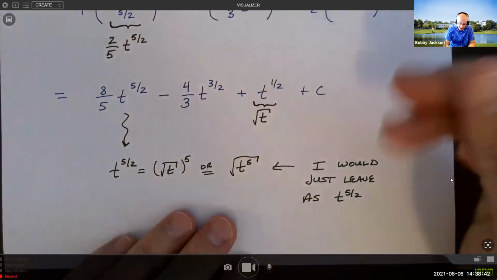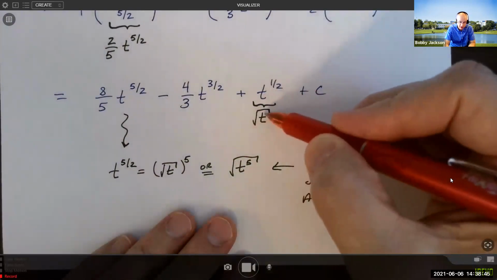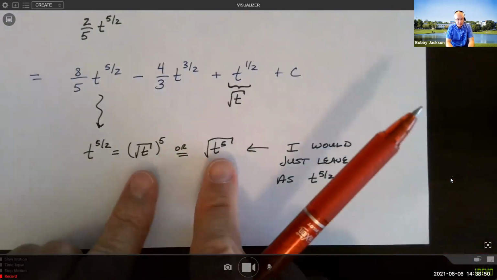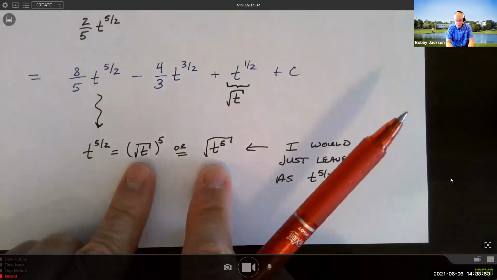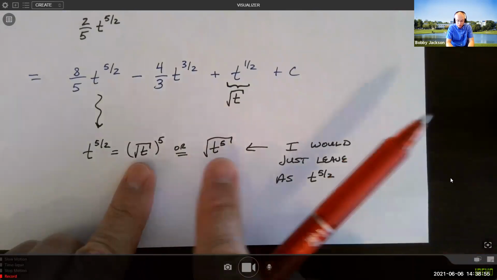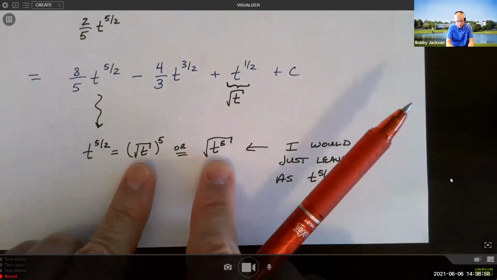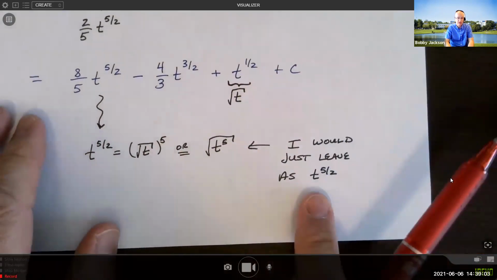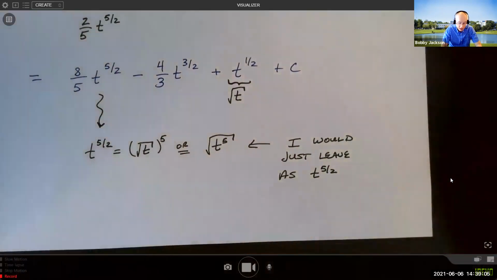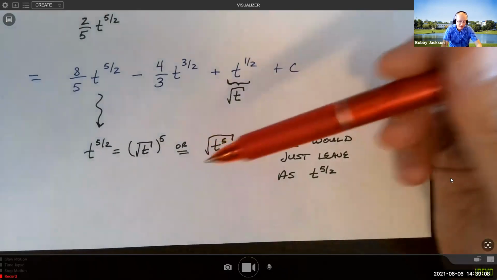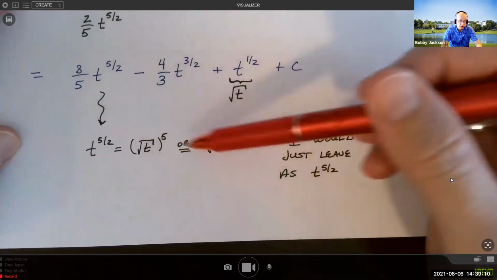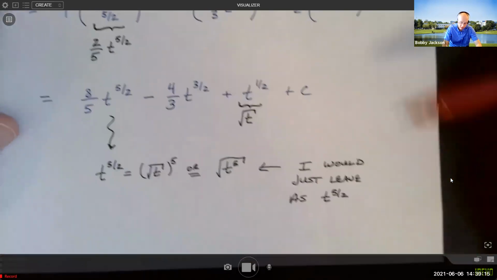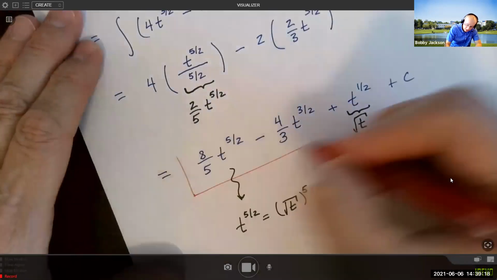A lot of times I'll write the t to the 1/2 as square root of t because that's easy. The t to the 5/2 is the same as either one of these expressions: the square root of t raised to the 5th power, or raise it to the 5th power and then take the square root. You could write it that way, but if I'm just doing the antiderivative, I would leave it as t to the 5/2. It's much simpler. Now, if you're evaluating this in a definite integral, it's probably helpful to put it in one of these two forms to be able to evaluate. But for the antiderivative, this is it. This is what I would give as my answer.